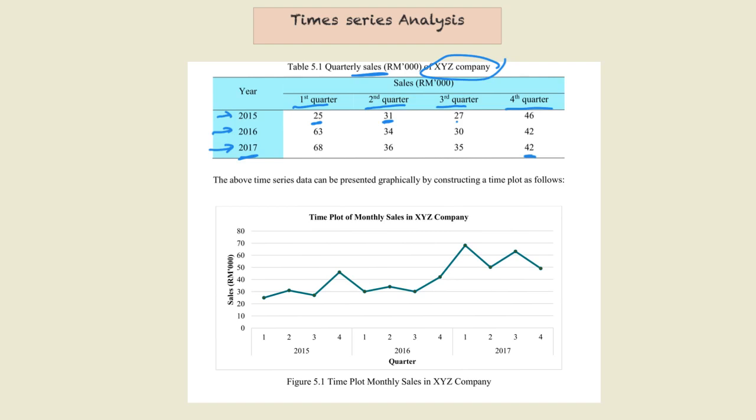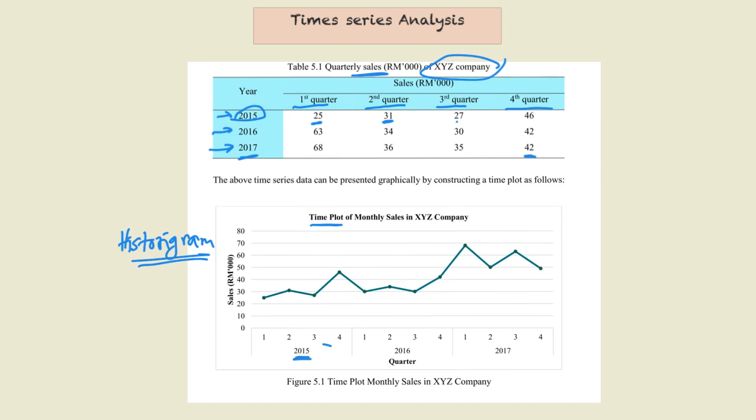The graph that we have here is a histogram. This is what we call time series data, and then you plot the sales of the XYZ company based on time. So we have year and quarter. This is what we call a histogram. Figure 5.1, time plot of monthly sales in XYZ company. So you just need to take the first one.